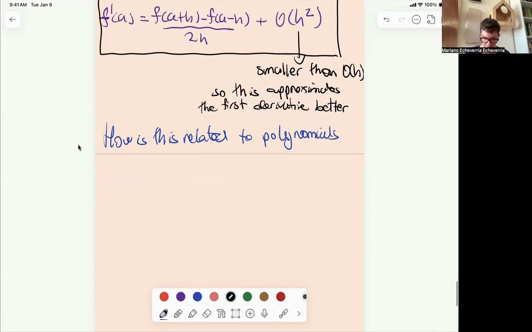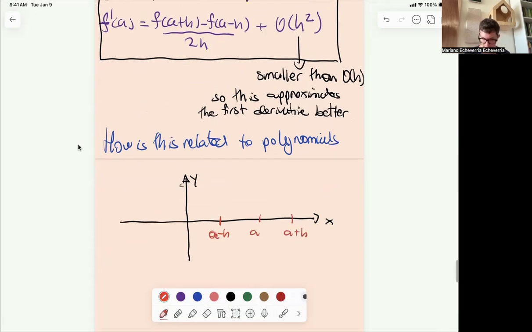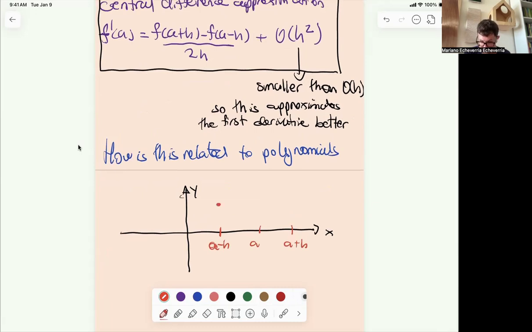Well, here's one way to think about what's going on. You had three values for x, which were a minus h, a, and a plus h. Those are the three x values we're working with, and you could think about three data points: a minus h, f of a minus h; then a, f of a; and then a plus h, f of a plus h.